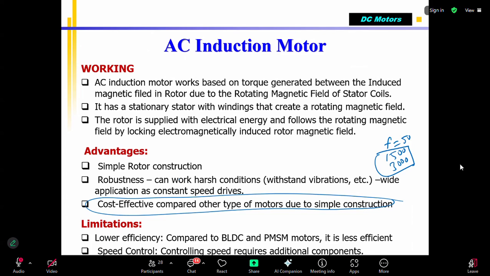But whatever good there may be, there are some disadvantages, limitations we call: lower efficiency compared to the BLDC motor and permanent magnet motor, hence it is less efficient. Correct. The induction motor is simple, with advantages, but the efficiency compared to BLDC is lower. The last one is that speed control is not as good as the BLDC motor or permanent magnet motor. Controlling speed requires additional components, and you have to generate a variable frequency supply. For the induction motor, you have to generate variable frequency of the AC voltage supplied to the induction motor. Correct. The stator coil frequency should be varied.